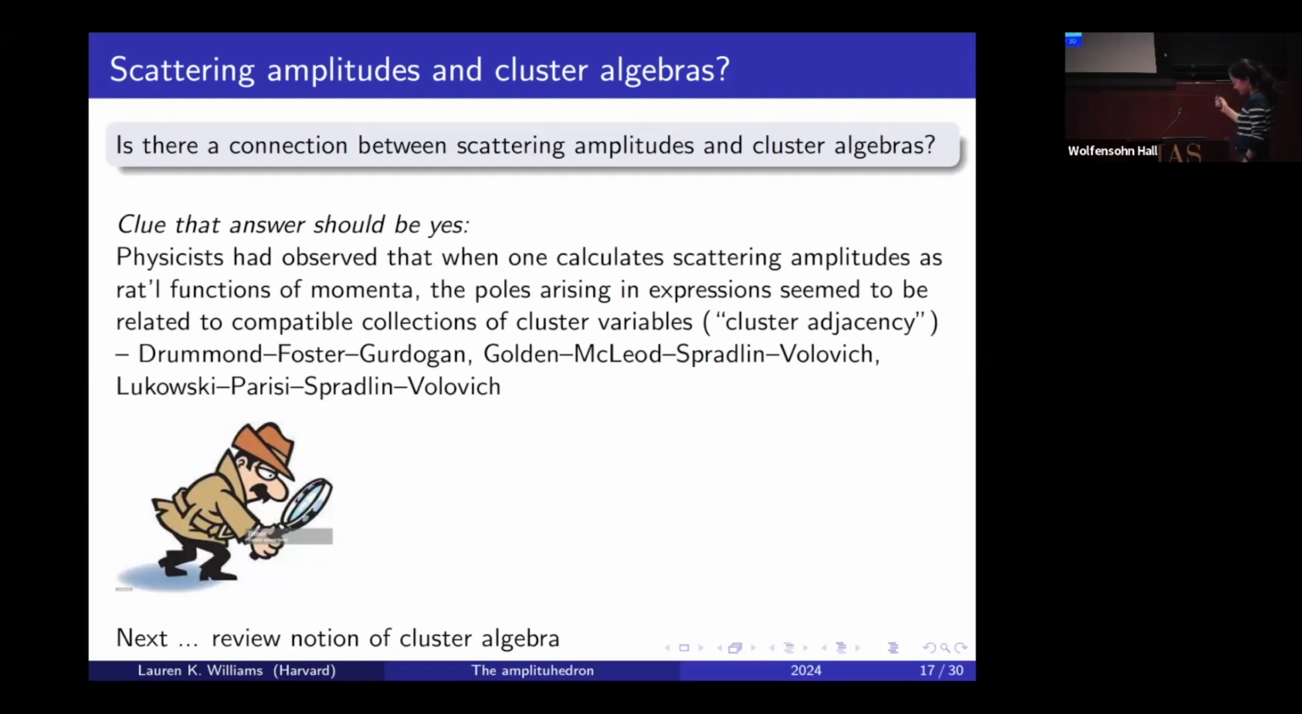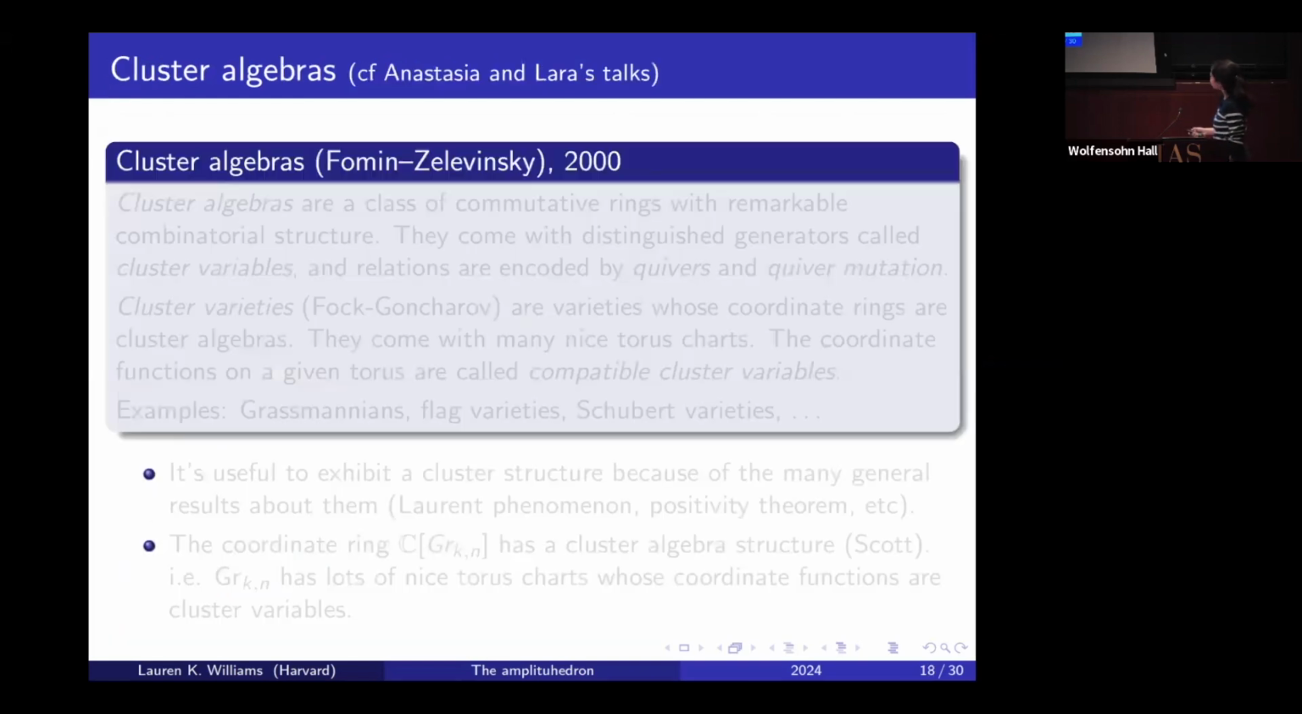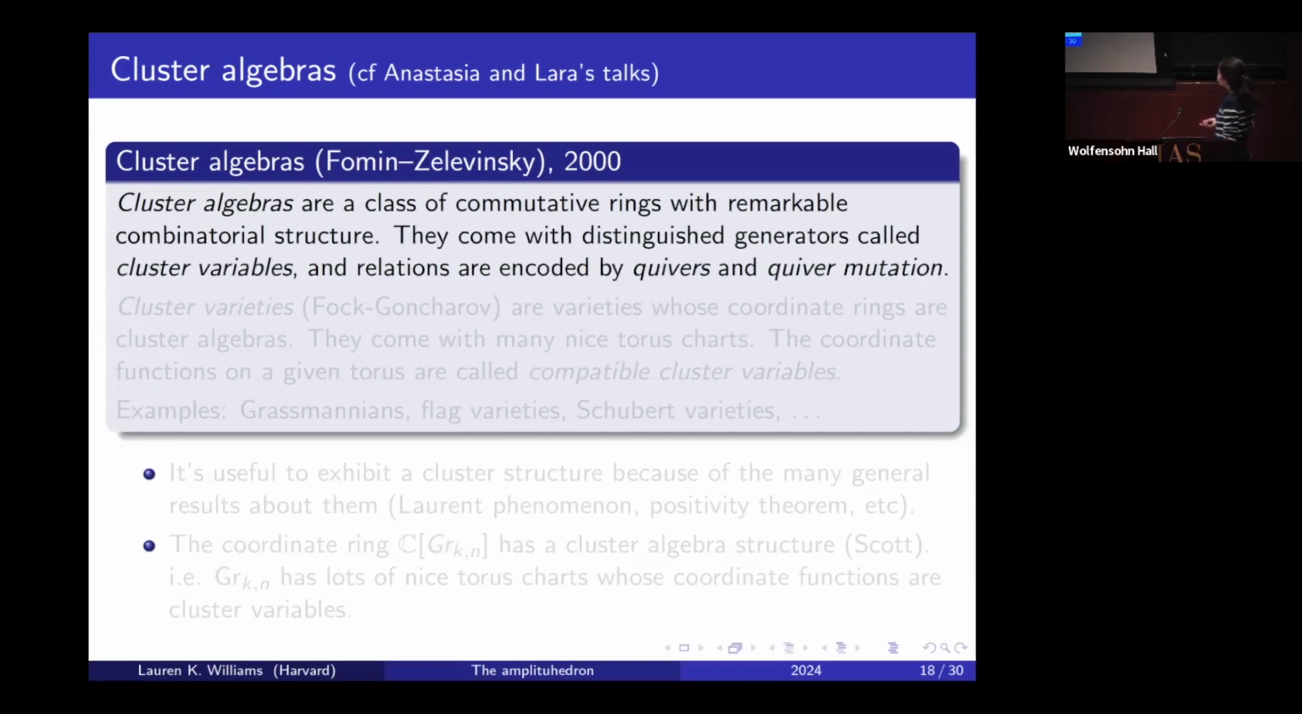Before I say more details on this connection, I want to review the notion of cluster algebra. We did see them a little bit in Anastasia and Laura's talks, but I don't want to assume that you have digested it. Just to give the overview, cluster algebras were discovered by Fomin and Zelevinsky in 2000. They're a class of commutative rings with a remarkable combinatorial structure. They come with distinguished generators called cluster variables, and the relations are encoded by quivers and quiver mutation.